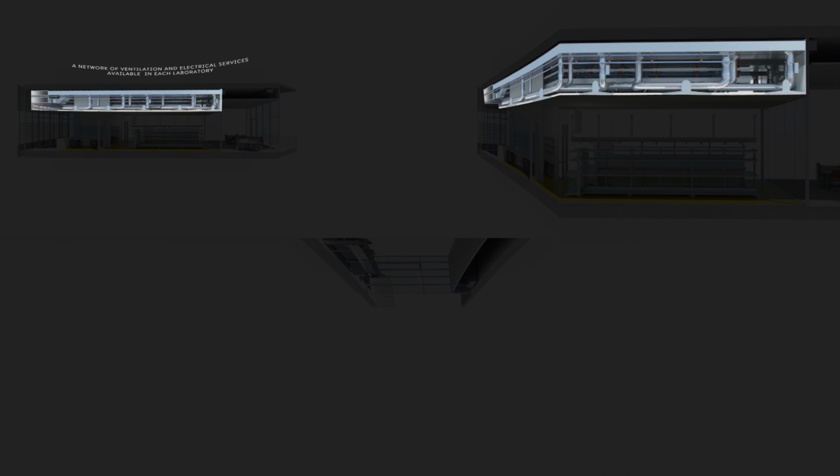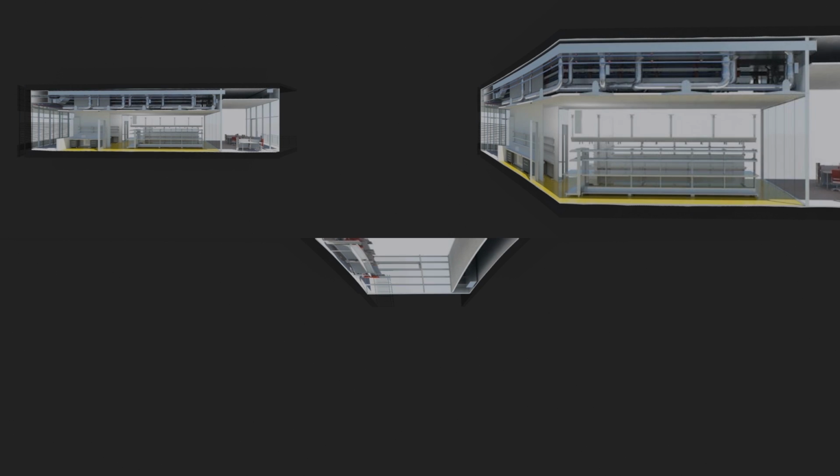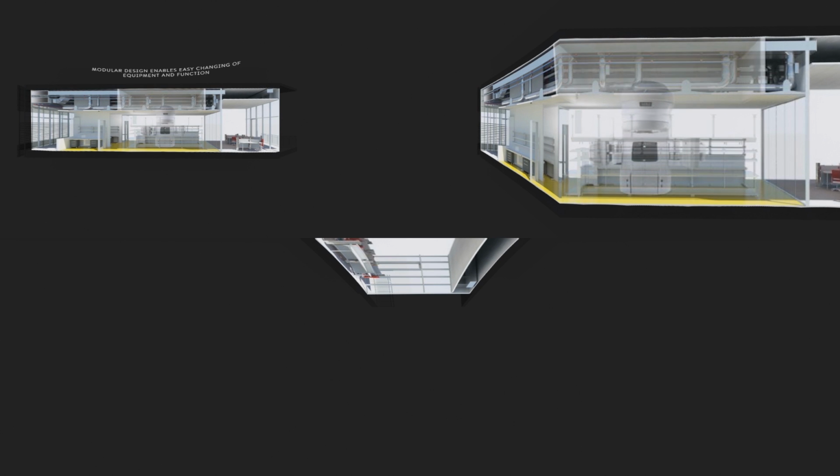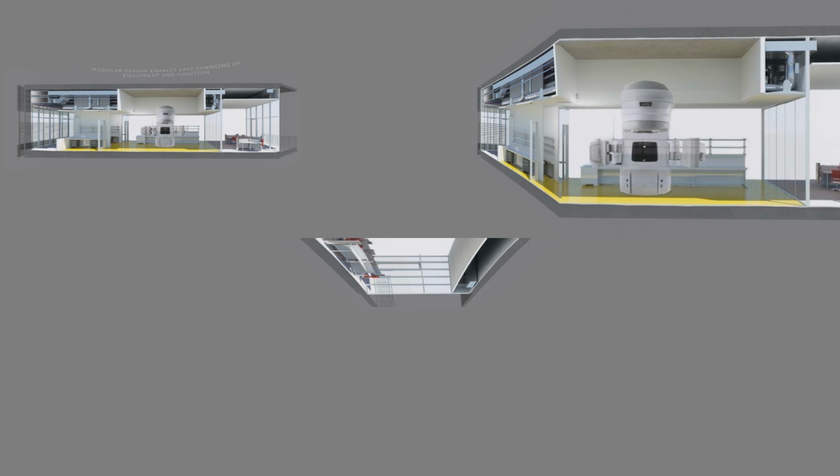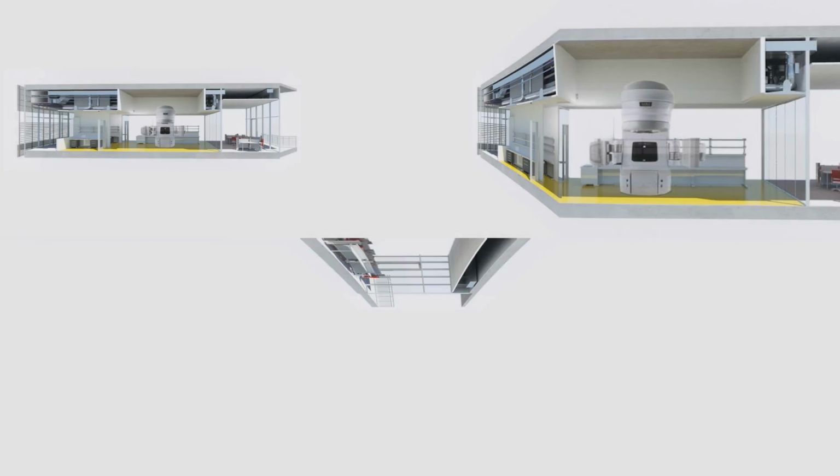A network of ventilation and electrical services is provided in a central distribution channel above the laboratories. Frequent contact points branch off this main route, making services available in each lab. This modular design enables changes of equipment and function to be made easily without affecting adjacent labs.